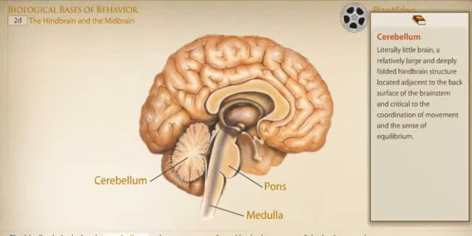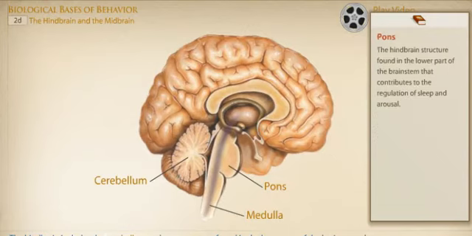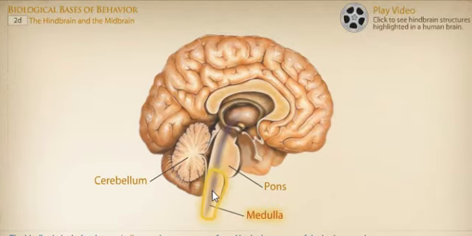So the cerebellum plays a role in balance and coordination of movement. The pons plays a role in the regulation of sleep and arousal. And the medulla plays a role in essential functions such as breathing. So if the medulla got damaged, the result of that damage, unfortunately, would probably be death. Okay.